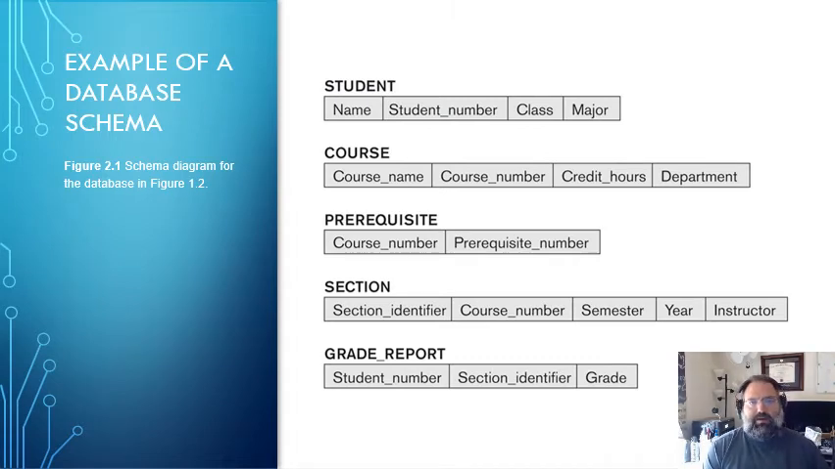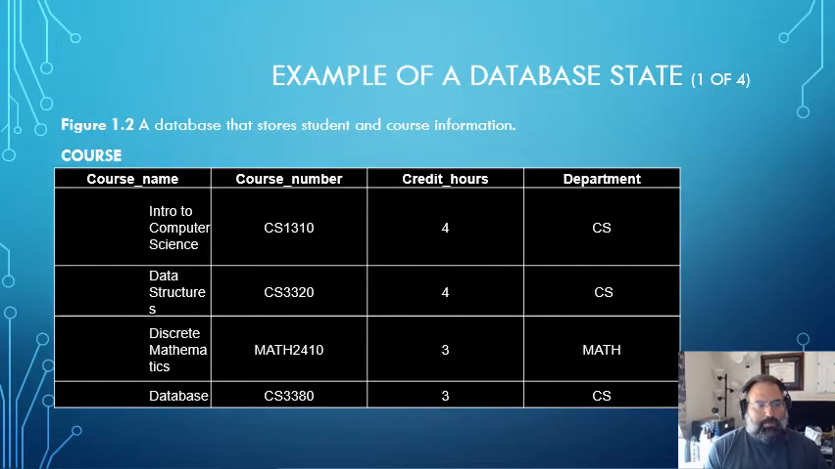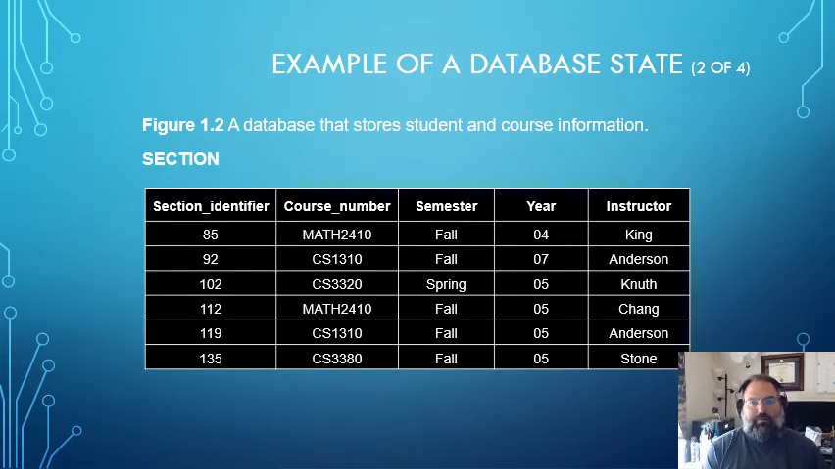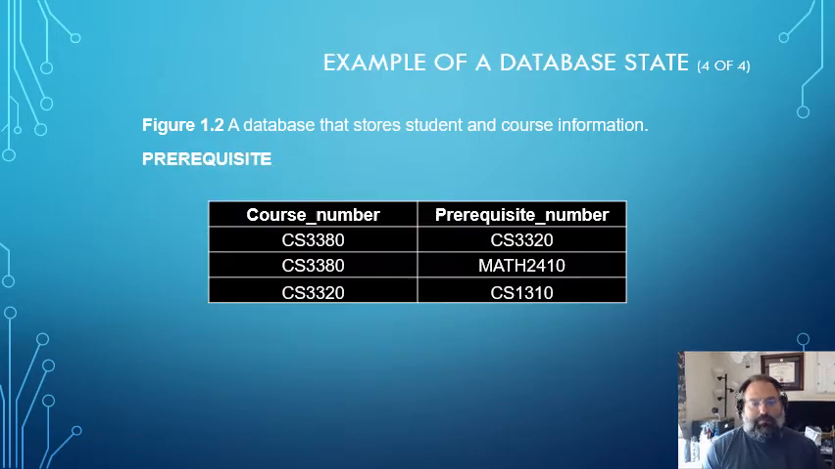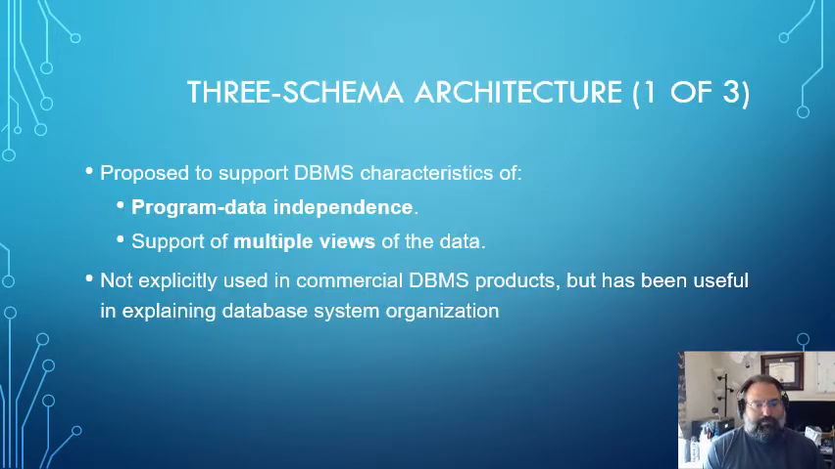Here is an example of a database schema. This is revisiting what we discussed in the first chapter, which is a schema diagram for a set of university-related students and courses. This is a particular example of the state of that schema at a given point in time for one of the tables, in this case, course. A similar sort of state of a different table, this time section, at a moment in time, and grade report as well. And then lastly, prerequisite.